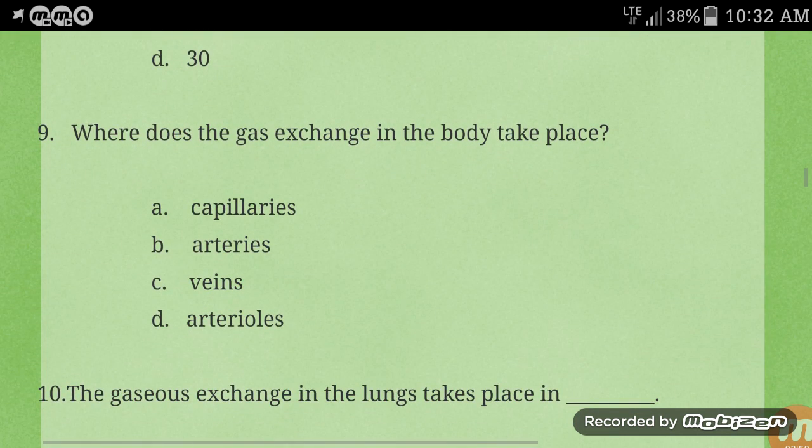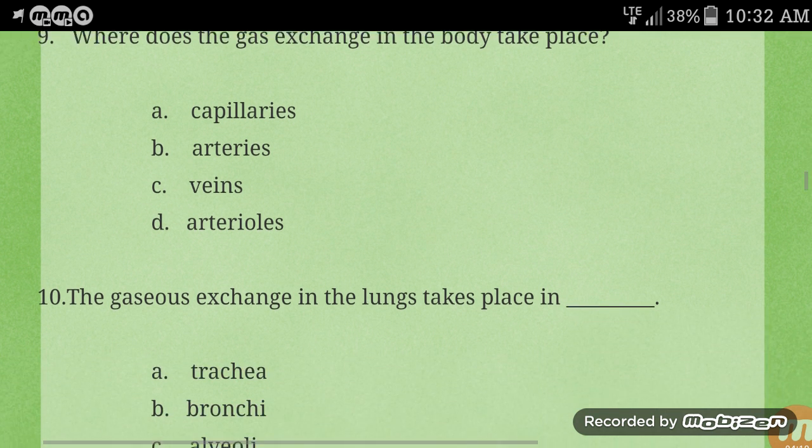Next one, where does the gas exchange in the body take place? So capillaries, arteries, veins, or arterioles? So of course, you have capillaries, because capillaries are the minute blood vessels that deliver blood cells into different parts of the body, especially the specific cells, okay?